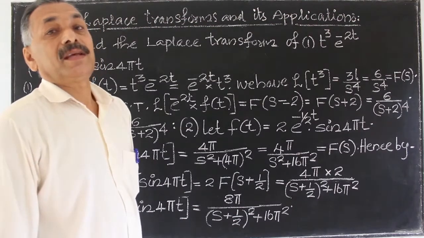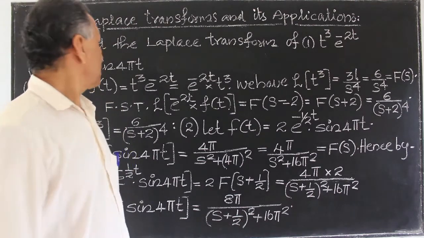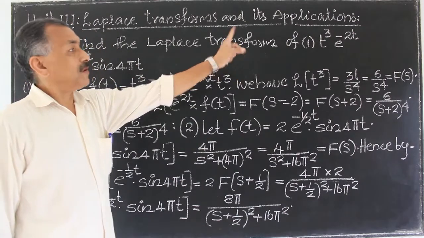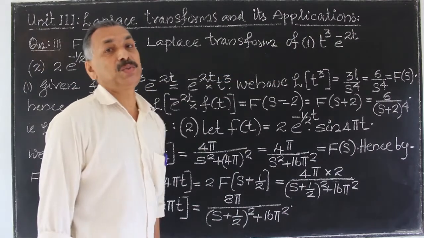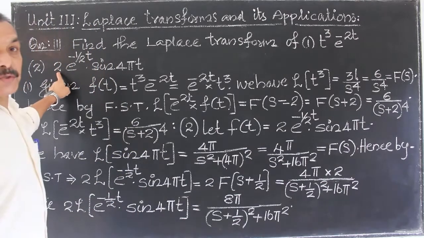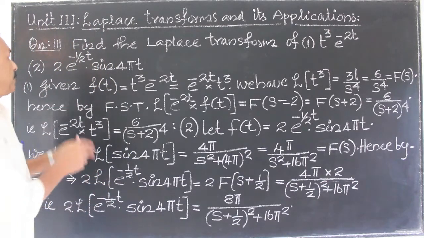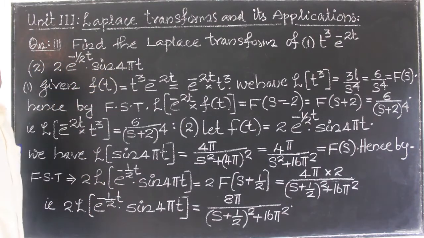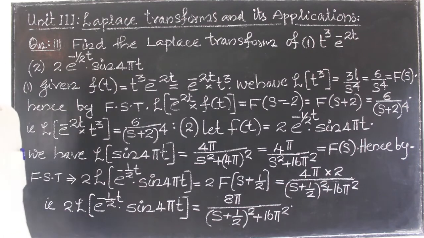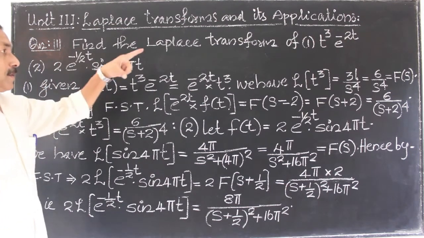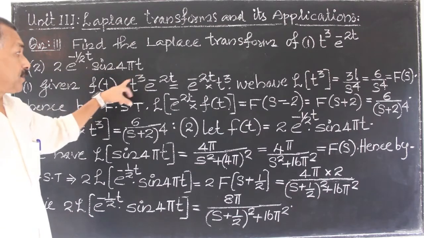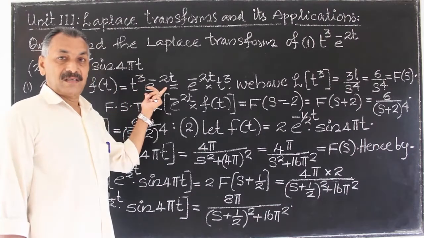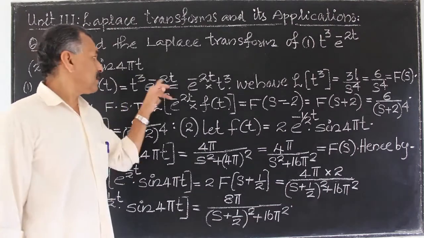Using the s shifting theorem or first shifting theorem, find the Laplace transform of first problem t cube e raised to minus 2t, and second one 2 e raised to minus 1 by 2t sin 4 pi t. See, given problem f of t is equal to t cube e raised to minus 2t. See, it is a product, and again in this product one term is in the form of e raised to at.